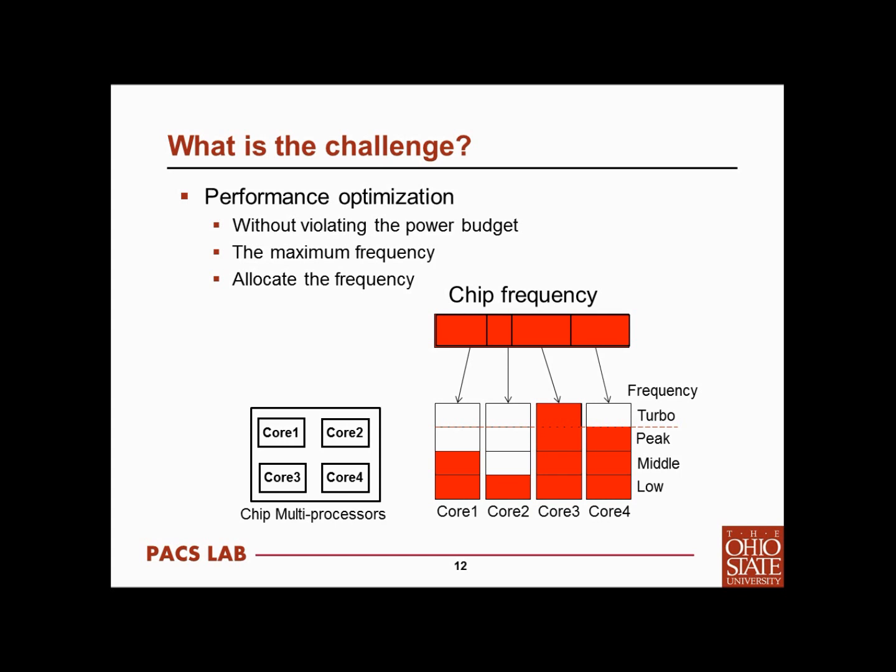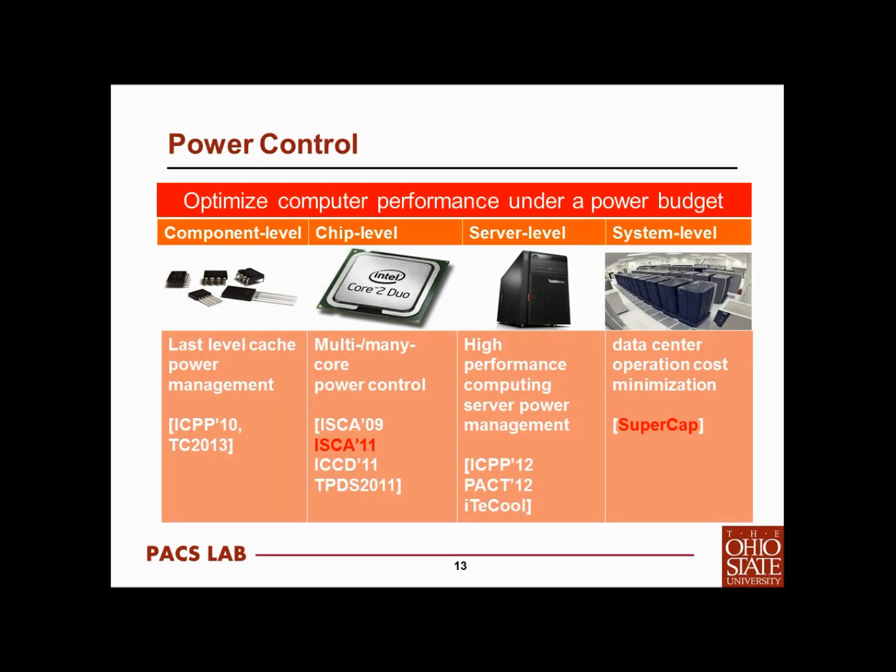The reason that power control is very challenging is because we need to consider performance. I've been very fortunate to be able to work on this problem, which is to optimize the computer system performance and assign the power budget. Based on this root problem, I conducted several projects. Specifically, they are on the component level, chip level, server level, and the system level.